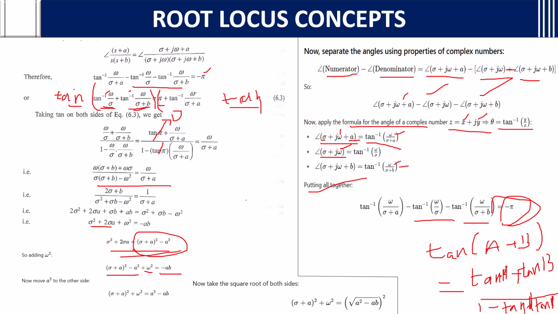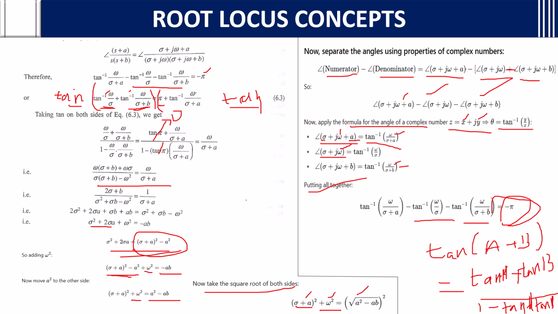Then now move A square to the other side. So when you multiply inside, this sigma A square plus omega square if you do, and this A square will come to this side. So A square minus AB. Now taking square root on both sides, what happens? Sigma plus A whole square plus omega square, square root of A square minus AB whole square.